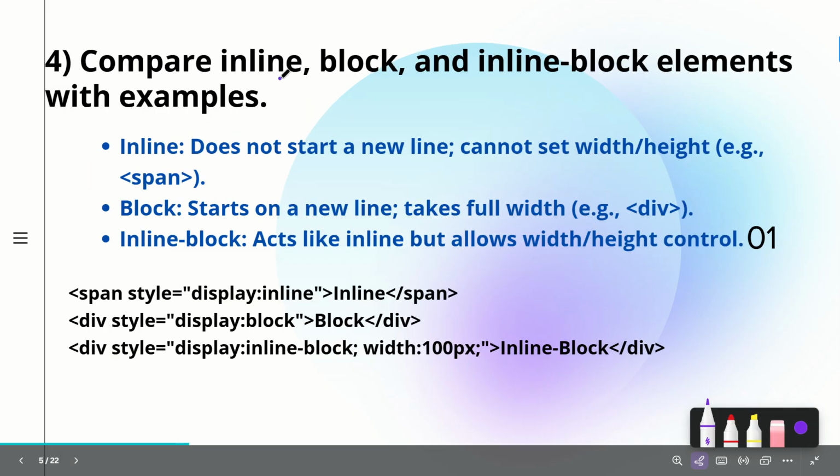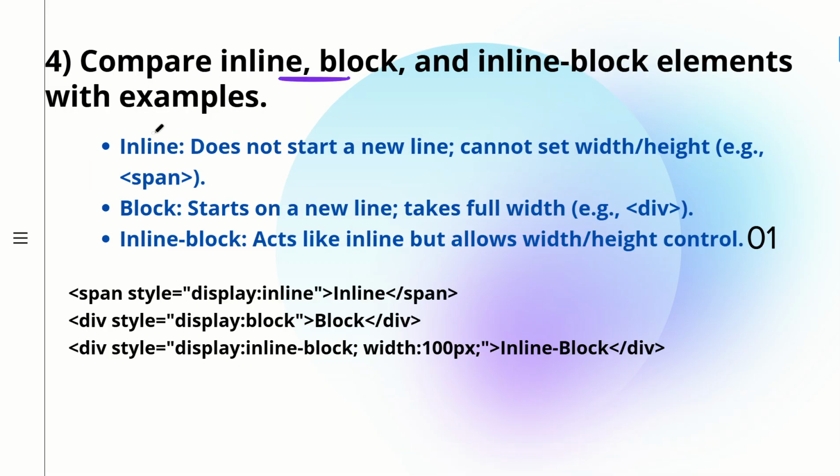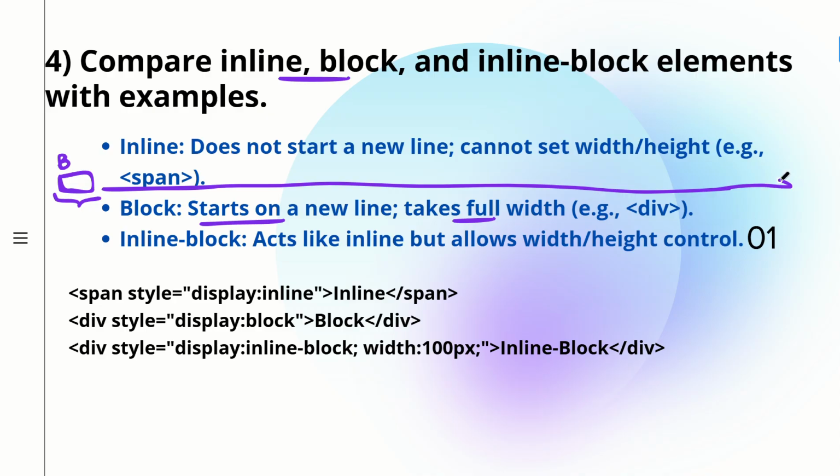Now let's go to the fourth question. The fourth question is, compare inline, block and inline-block elements with an example. So what is the difference between block and inline? A block element starts on a new line and takes the full width. So if this is the whole width of your screen and there is a block element here, even if it requires only this much width, the block element is going to take the entire horizontal width. It will not let any other element sit in the same horizontal space. So block elements start on a new line and also take their full width.